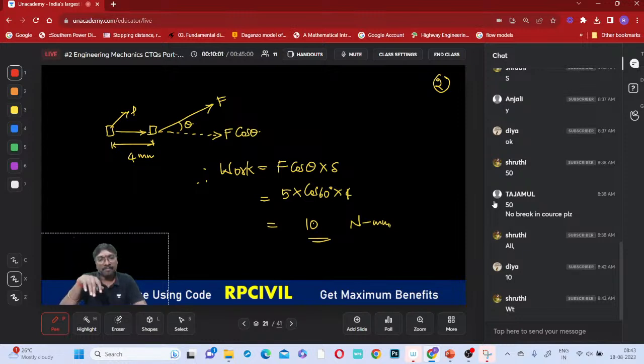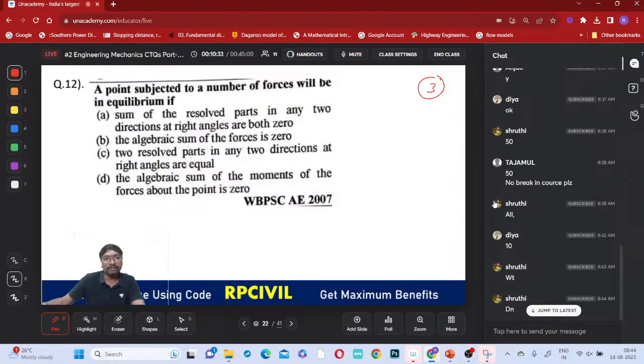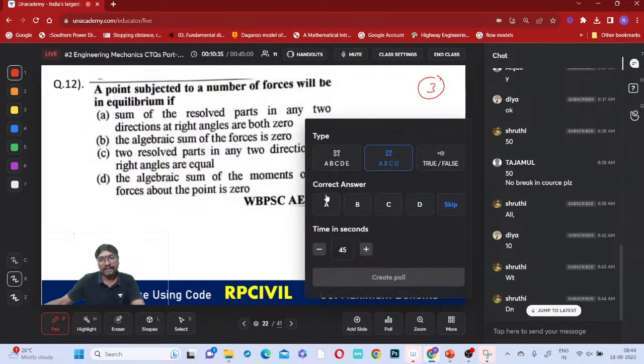Clear? This is clear, everyone? So work is equal to force applied into the displacement caused by it, right? That is your work done. Because it is creating displacement in a direction 60 degrees to the force, we have to consider the force component in that direction only. We cannot go with the total force. Why have we used the component of force only? Is it clear, everyone, now? Right? Now, this one, select your answer.